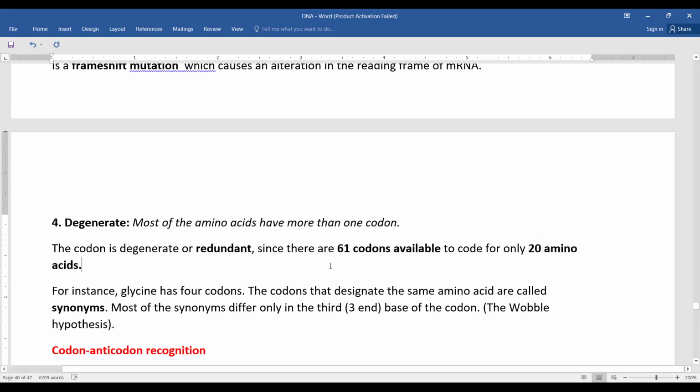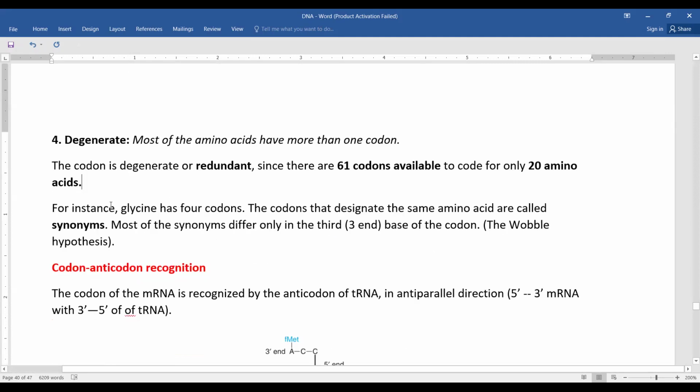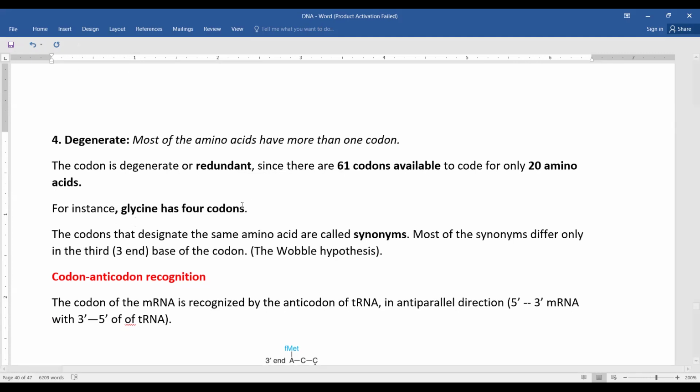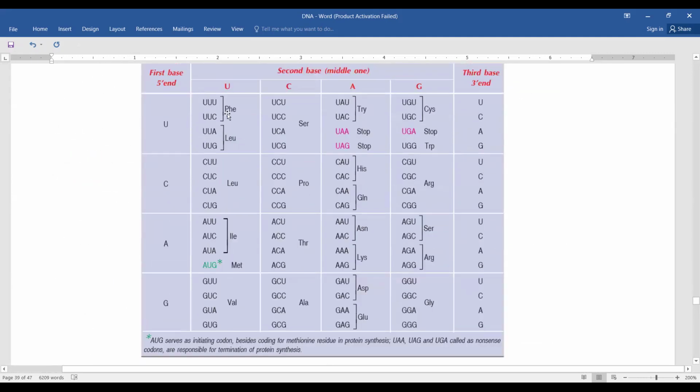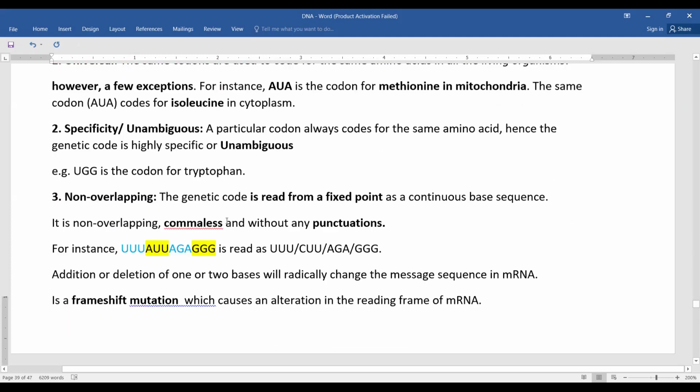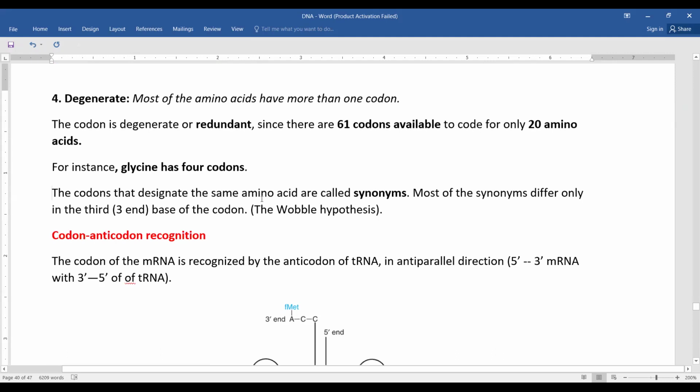అందుకే ఒక్కొక్క అమైనో యాసిడ్కి మోర్ దెన్ వన్ టైప్ ఆఫ్ కోడాన్స్ ఉంటాయి. ఫర్ ఎగ్జాంపుల్, గ్లైసిన్ హ్యాస్ 4 కోడాన్స్. What is glycine? Glycine is an amino acid. The codons that designate the same amino acid are called synonyms. These two are synonyms. These two are synonyms. These four are synonyms. Same amino acid code చేసే codons ని synonyms అంటాం.